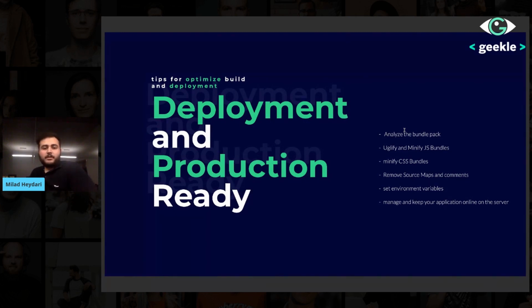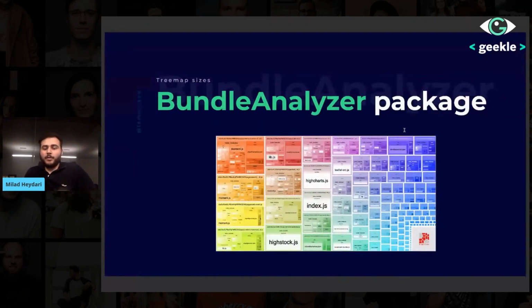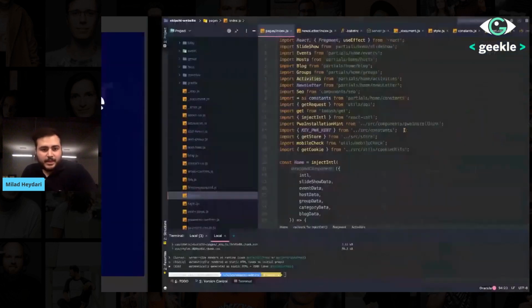Okay, first of all, we need to analyze our bundle package. To do this, we can use the bundle analyzer package and find out which module has the most capacity and which one of them got there by mistake, and then we can optimize it. Let's get started.